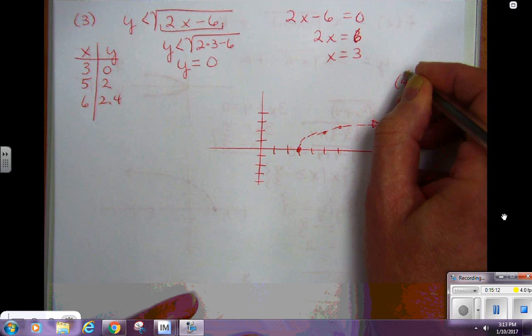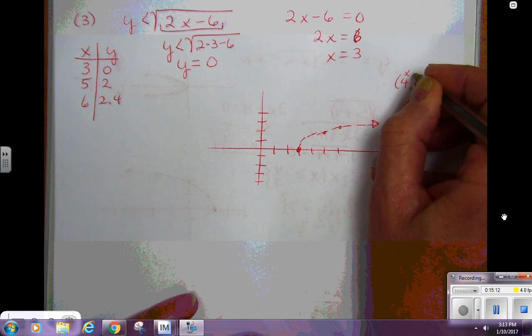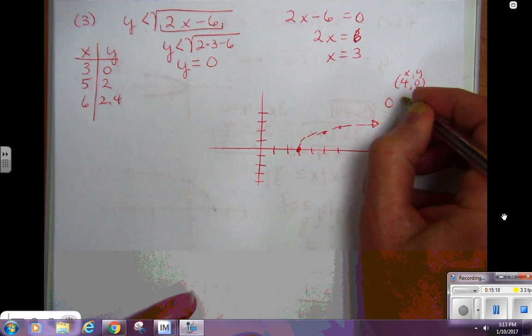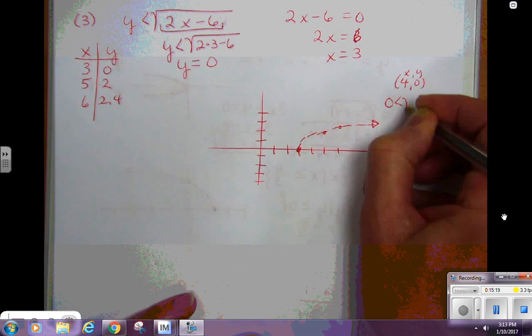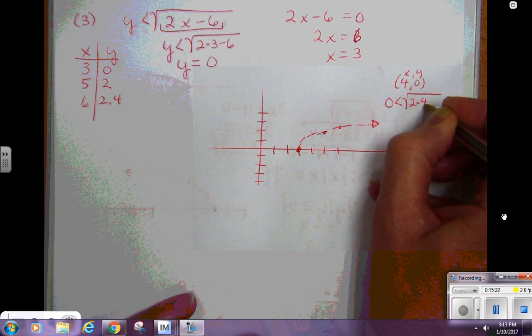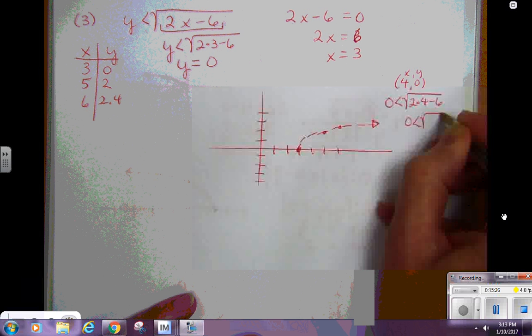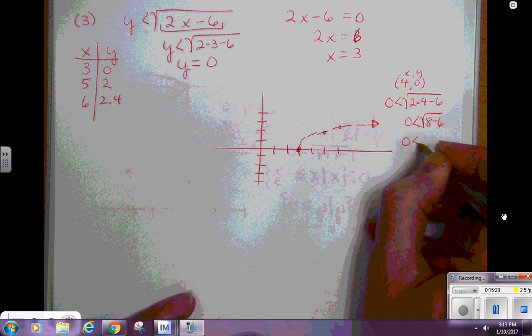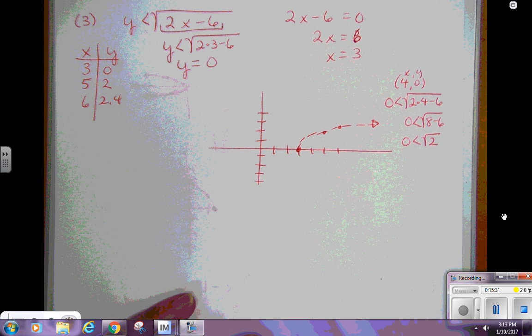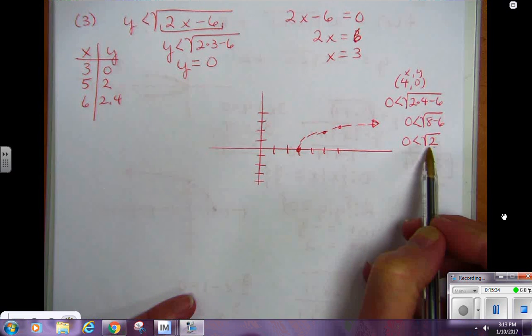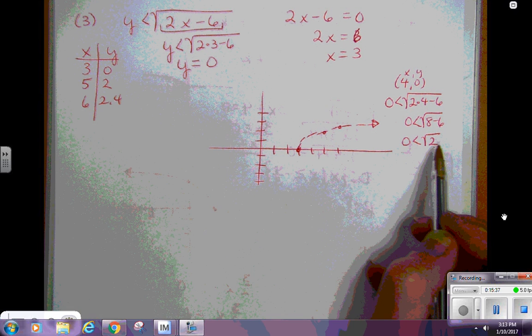My x is 4, my y is 0, and I'm going to substitute it into my original inequality. So you got 0 less than square root of 2 times 4 minus 6. 0 is less than square root of 8 minus 6. So 0 is less than radical 2. And that is true. 0 is going to be less than radical 2. Radical 2 is 1.4 or something like that.